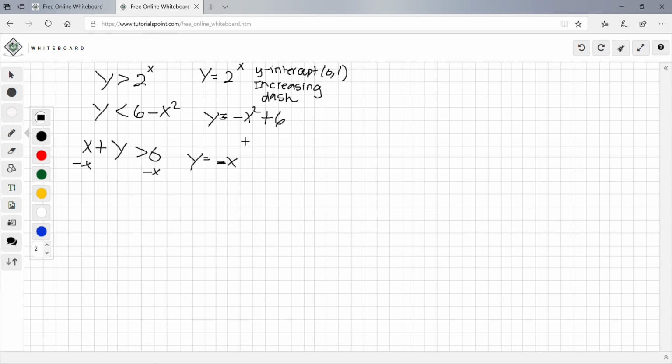What about this one? Okay, so this is like a parabola, so it has a y-intercept of 0, 6, and then this negative x squared is going to be a reflection on the x-axis. And then we know this is just a negative linear graph, so we know how to graph this. So we can graph it now.